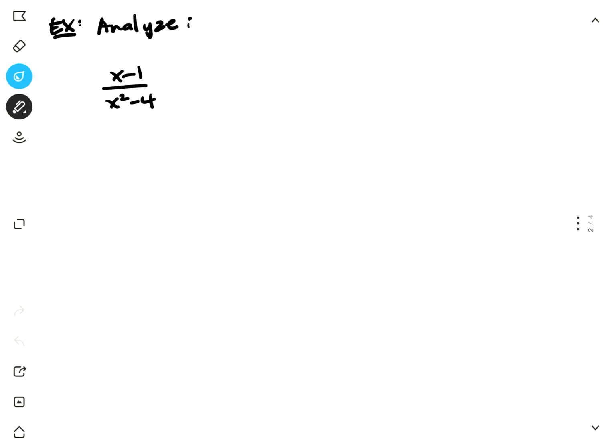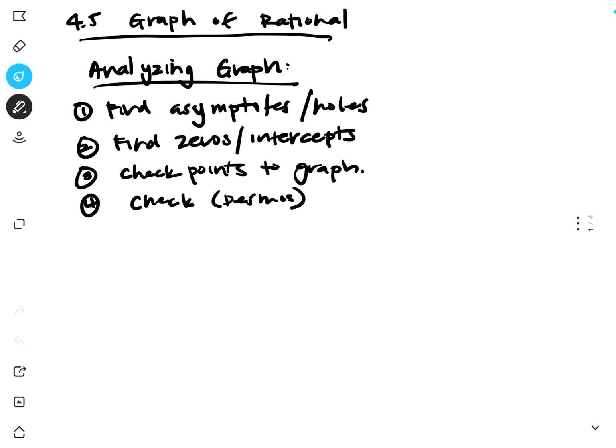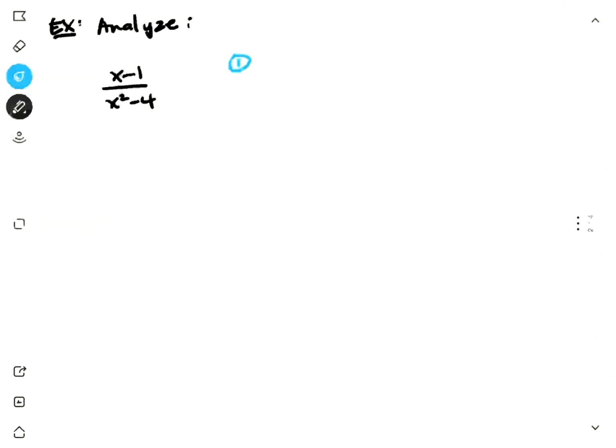Okay, so we want to analyze this. So step one, if we refer to this chart here, is we're going to find asymptotes and holes. So what we're going to do is take this bottom part and factor it a little bit. I know that's a difference of squares because I have a perfect square here, a perfect square there, and a subtraction. So it's going to be x plus 2, x minus 2.